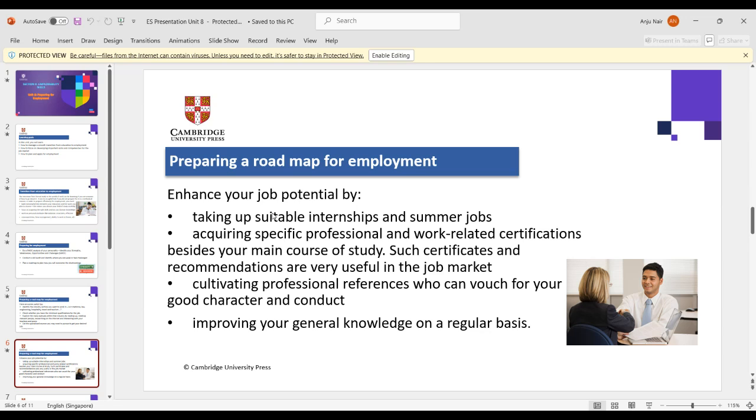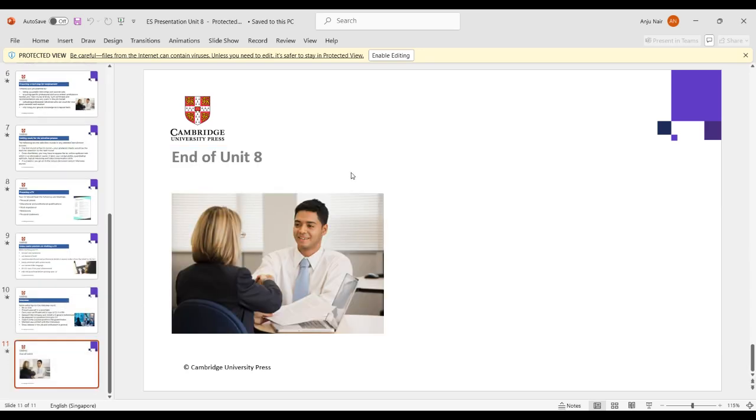Then improving your general knowledge on a regular basis. Understand: am I in a position to relate things to what is happening in the current industry? Am I aware of industry trends? Am I aware of the latest happenings in the industry, the latest terminologies that they use, and the people who are prominent in the industry? All these things you need to be familiar with. That is important.